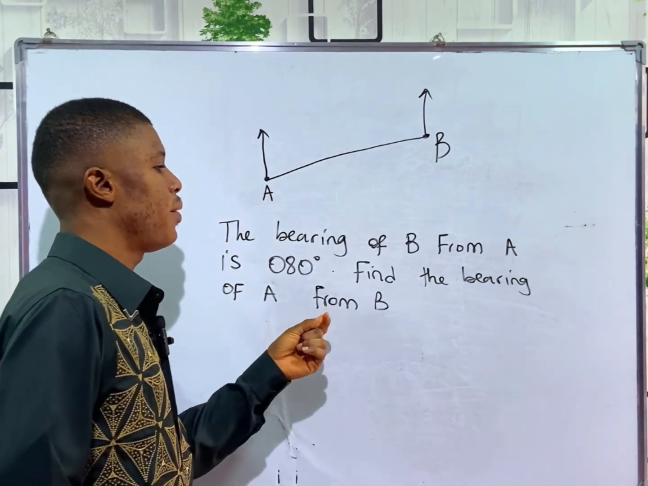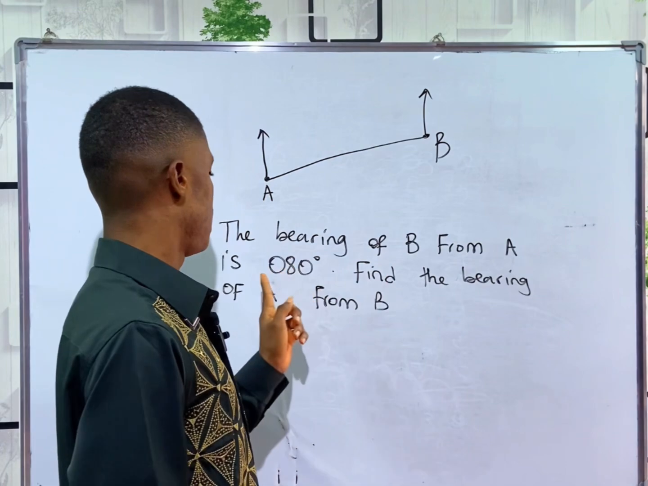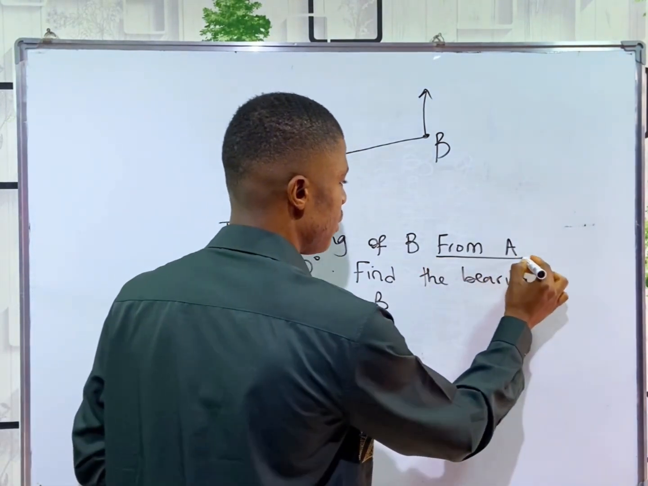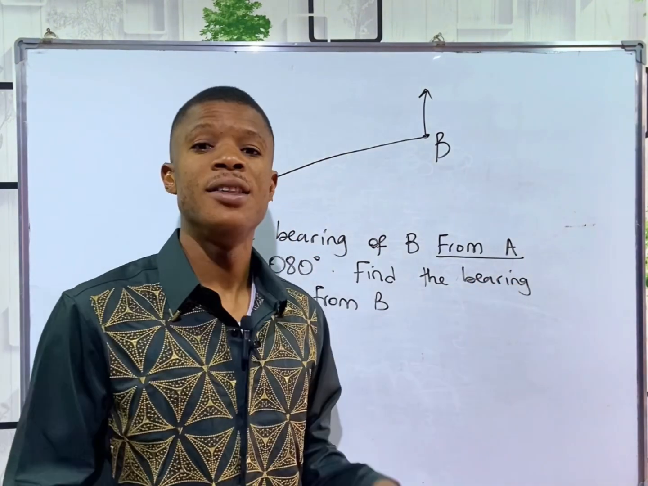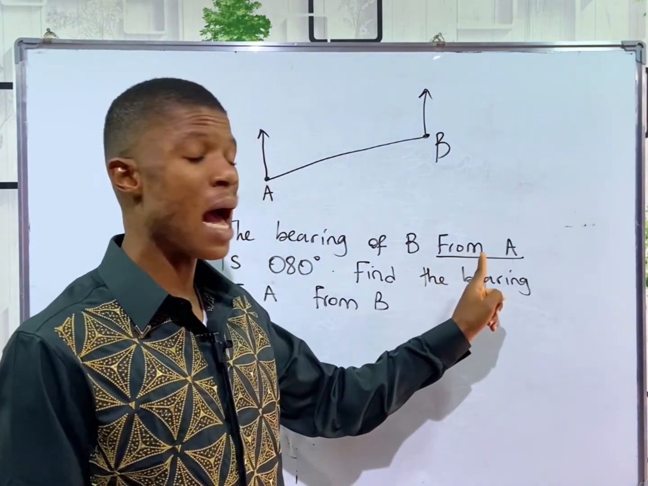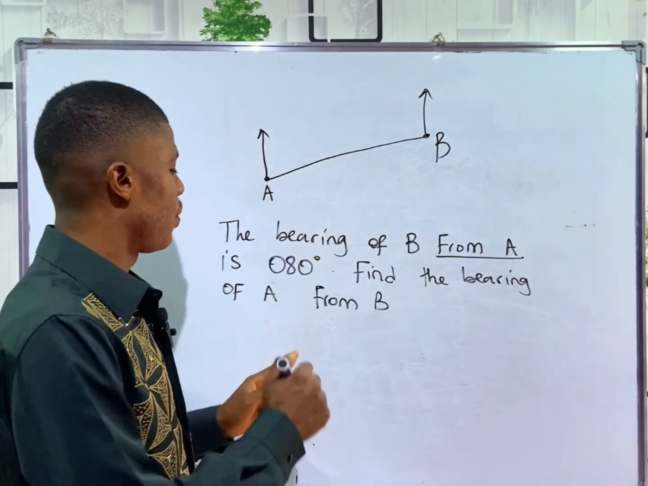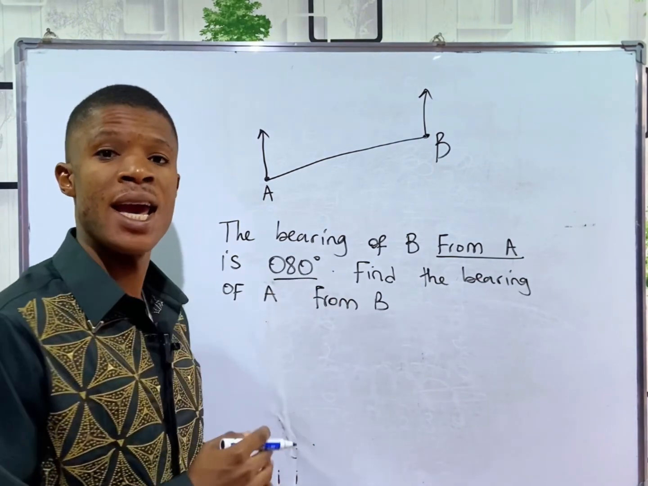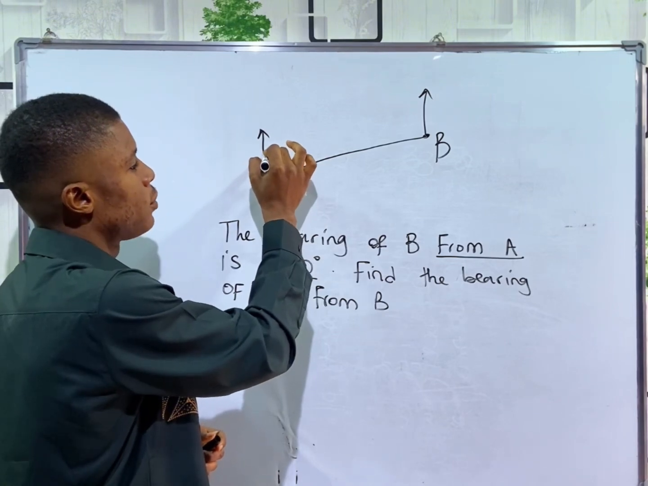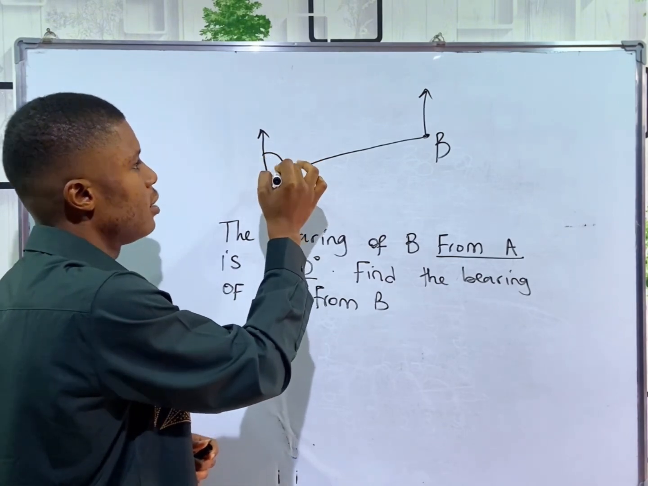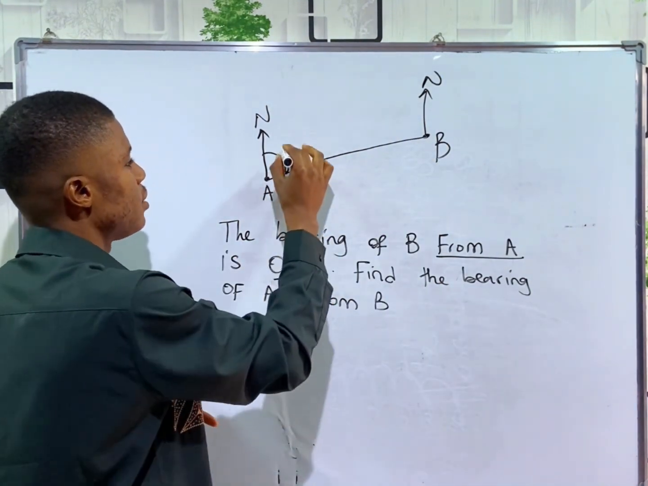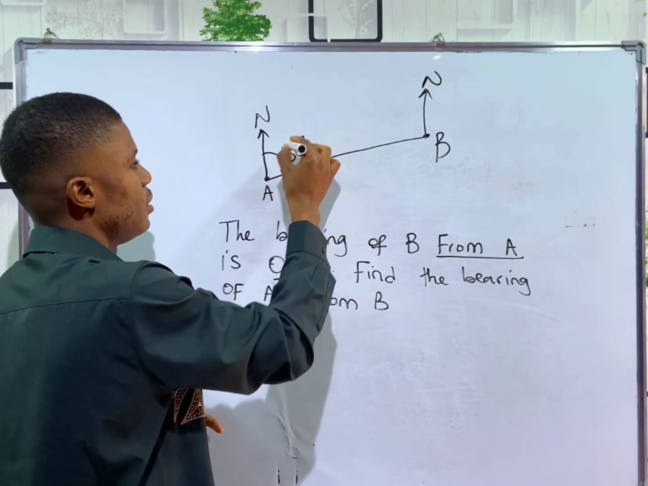We are told the bearing of B from A is 80 degrees. I have to underline "from A" because this means that we'll start measuring the angle from the north arrow of point A, and the angle in question is 80 degrees. So recall that bearing is just the angle formed in a clockwise direction from the North Pole. So the angle there is 80 degrees.